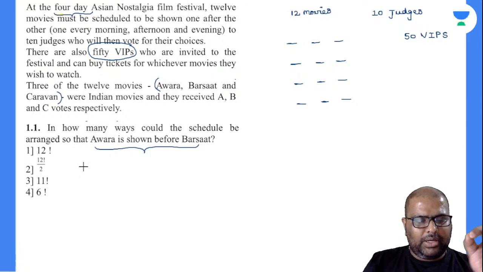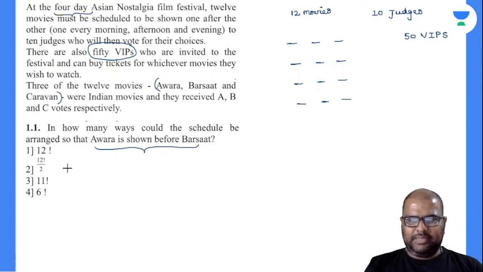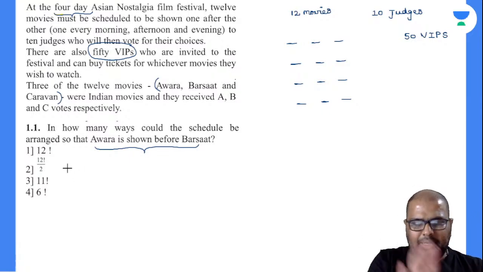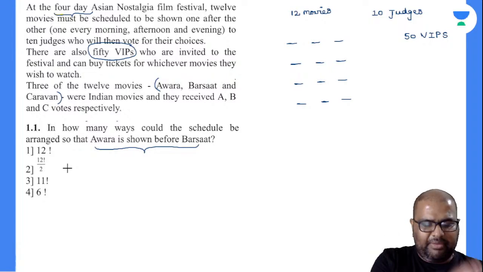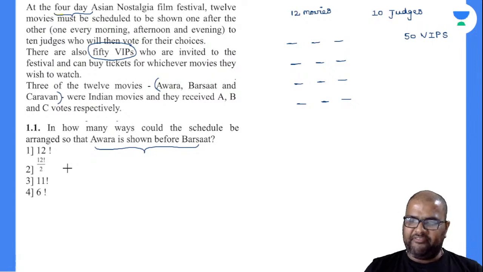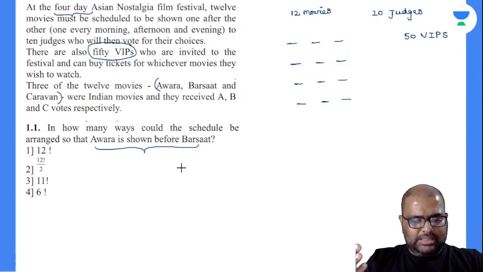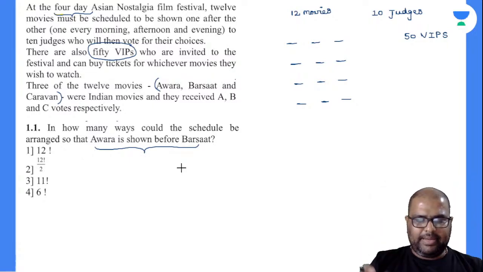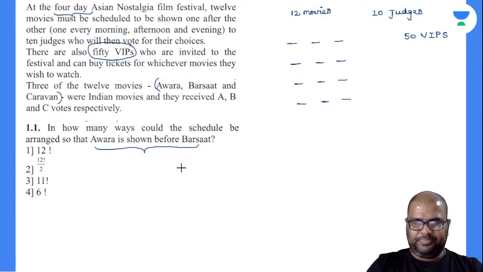Is there any point called immediately before Barsat? No, it might be immediately before Barsat, it might be before Barsat, right? Both conditions should be taken there. Okay, fine. So let us suppose, as there are 12 movies, it is very difficult to arrange them in a layman process. Let us go with a simple example.